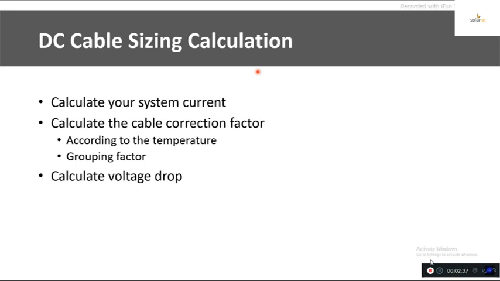Next, we have to calculate the cable voltage drop. Basically, after the first and second steps, you will choose a conductor or a cable. Then you will calculate the voltage drop for that particular cable, so that you will come to know that it is below the permissible voltage drop, and you can finalize the cable for your particular project.